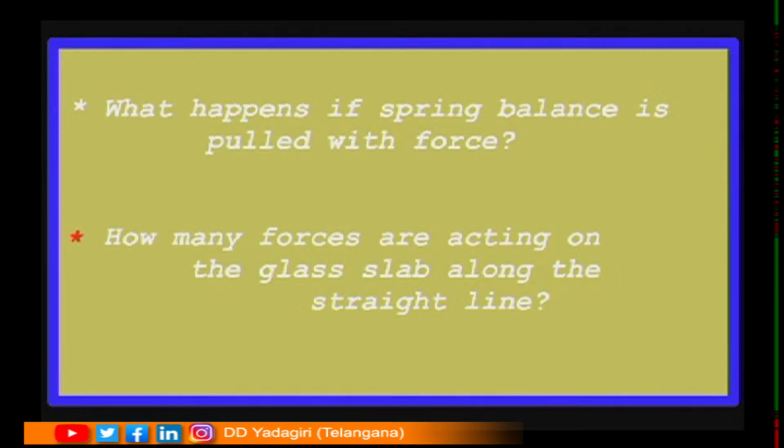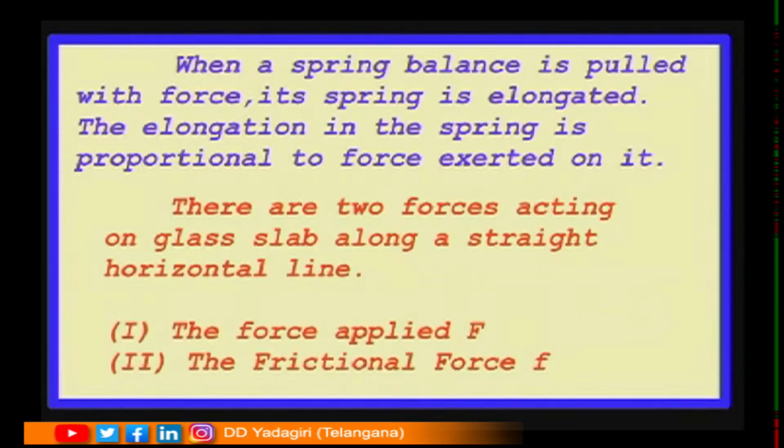What happens if the spring balance is pulled with force? How many forces are acting on the glass slab along the straight line? When a spring balance is pulled with force, its spring is elongated. The elongation in the spring is proportional to the force exerted on it.